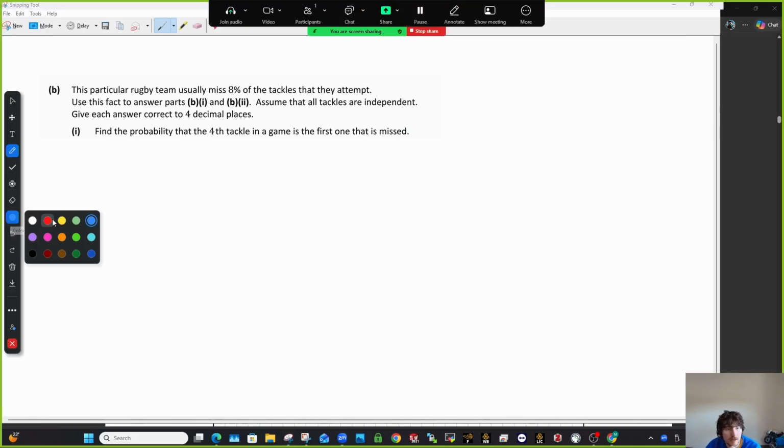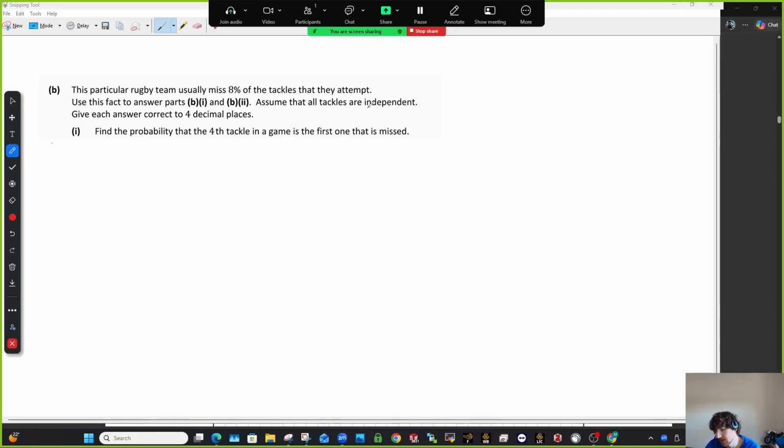So what do we have? There's some rugby team, and they usually miss 8% of the tackles that they attempt. Use this fact to answer these next 2 parts. Assume that all tackles are independent. So what does that mean? That means that if you do not miss a tackle, it doesn't change the probability of what happens in the next tackle, whether you get it or you don't.